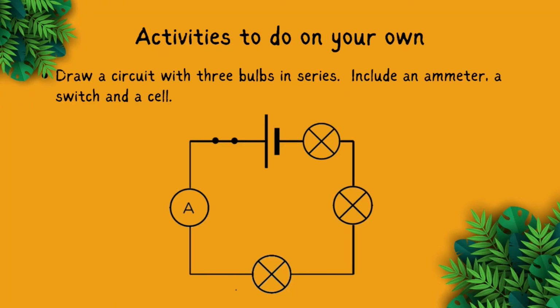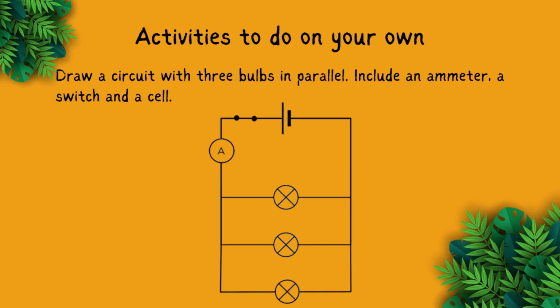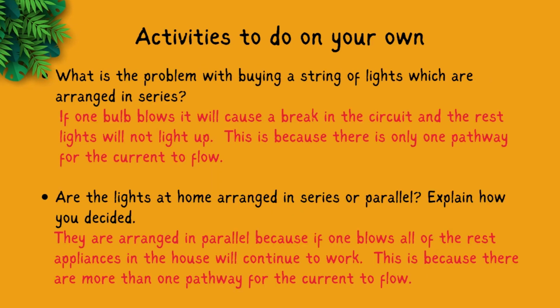If you have this drawing drawn in your books, great job! And here is the answer for the second question. Alright, so if one bulb blows, it will cause a break in the circuit and the rest of the lights will not light up. This is because there is only one pathway for the current to flow. Lights in our homes are arranged in parallel because if one blows, all of the rest of the appliances in the house will continue to work. This is because there is more than one pathway for the current to flow.